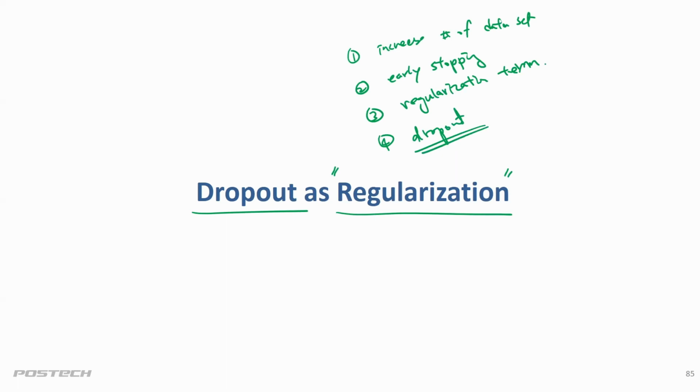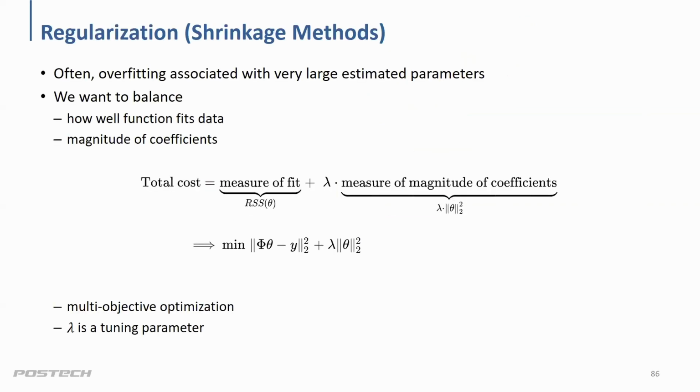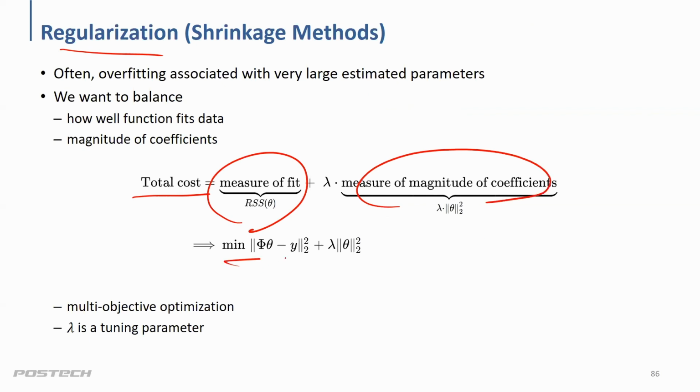dropout is a very special method, specialized in artificial neural nets. Let me think about this. I mean, this one is regularization. You add to the total cost, if you have a measure of fit, a measure of the magnitude of the coefficients. So this is something that you saw many times, and that's the typical way of implementing regularization.